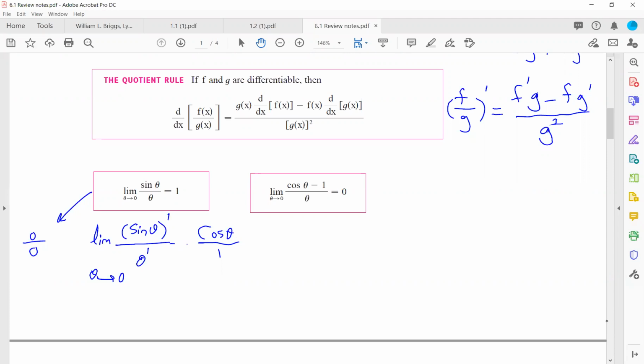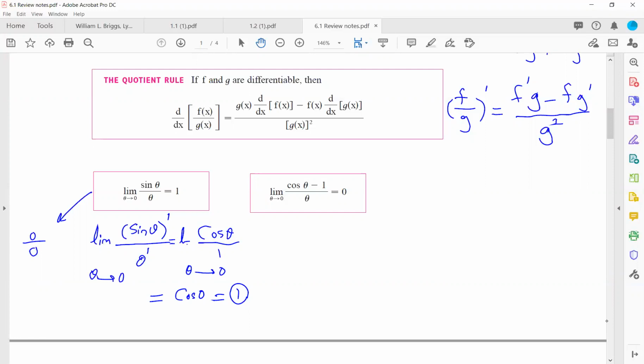while theta is going to 0. So since cosine theta is a nice continuous function, we plug in 0. We have cosine of 0, which we know is equal to 1. That's why the limit of sine theta over theta while theta goes to 0 is always 1.